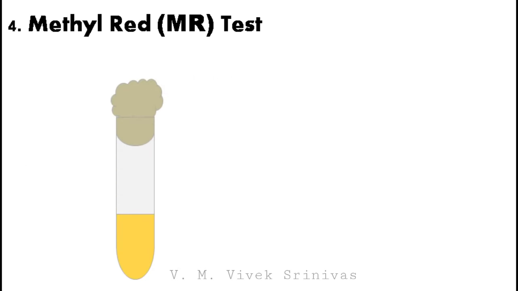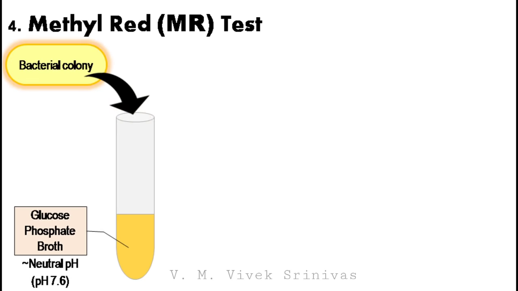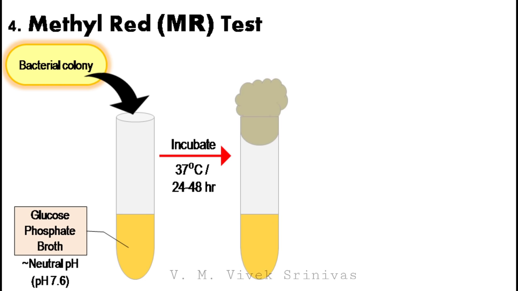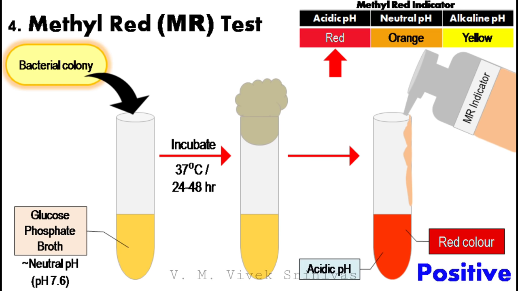The procedure: this test is performed in glucose phosphate broth with neutral pH. Now, take the bacterial colony and inoculate it into this broth. Incubate for 24 to 48 hours. Following incubation, add the methyl red indicator to it. The development of red color indicates the test is positive due to acidic pH. For example, the E. coli bacterial organism is positive for the MR test.